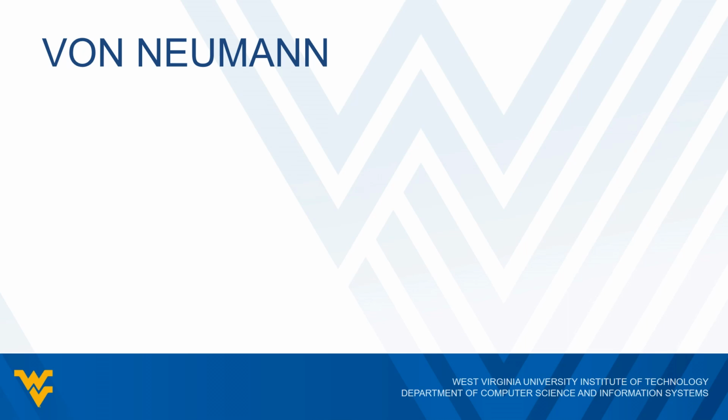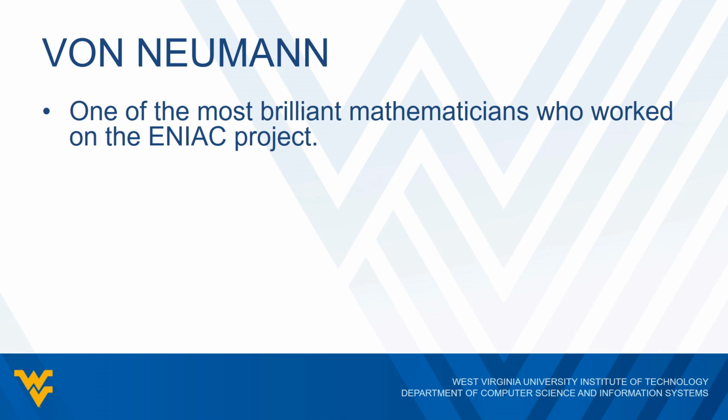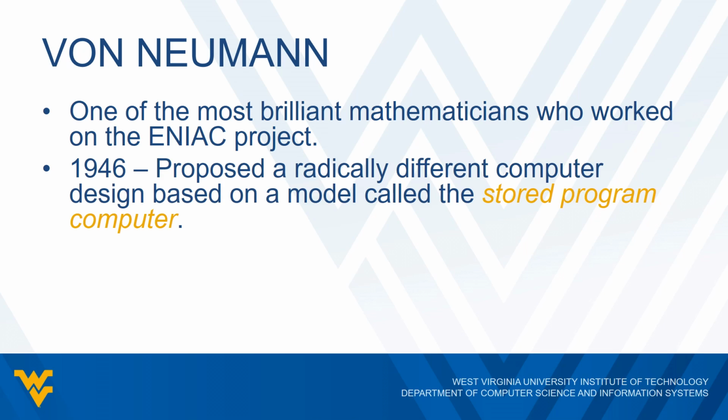There was an additional step that needed to take place. And this was done by a guy by the name of John von Neumann. He was one of the most instrumental people when it came to creating the computer that we know today. So who is this guy? Von Neumann was one of the most brilliant mathematicians who ever worked on the ENIAC project. Genius does not even begin to describe this guy. He's very, very intelligent. In 1946, he came up with a completely different computer design.